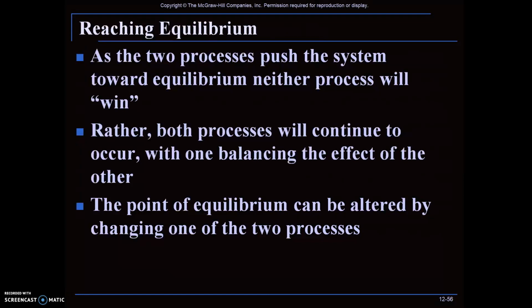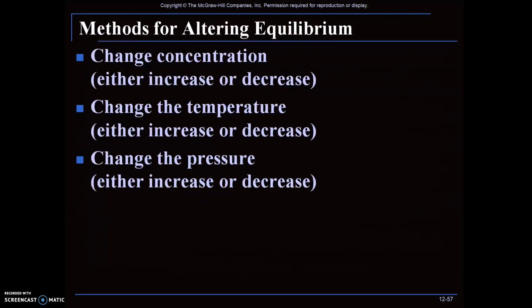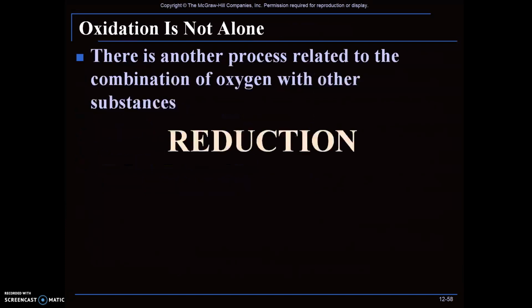The point of equilibrium can be altered by changing one of the two processes. Methods for altering equilibrium: either we can change the concentration, either increasing or decreasing; change the temperature, either increasing or decreasing; or change the pressure, either increasing or decreasing. So these are the things which would alter the equilibrium.